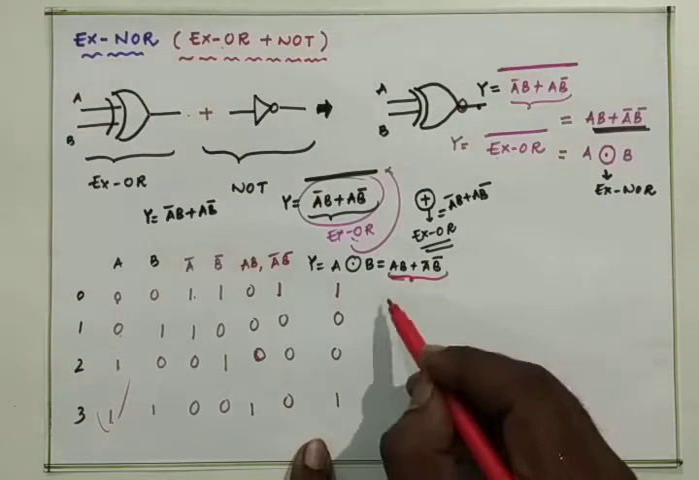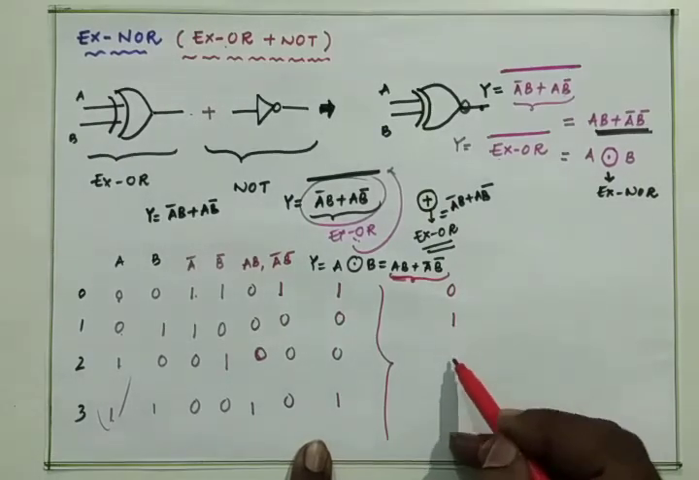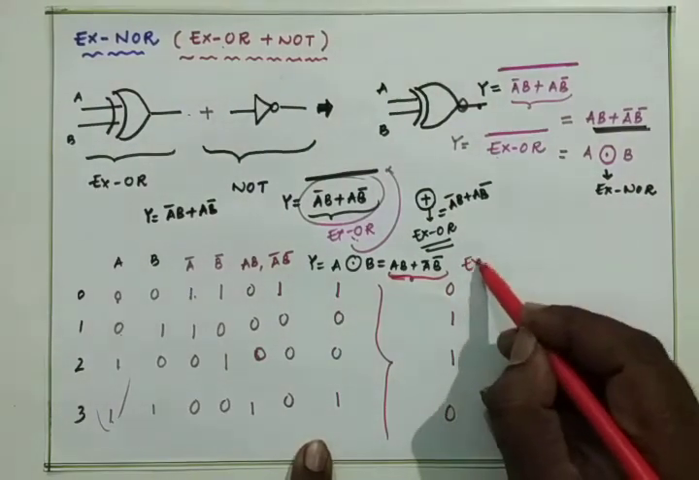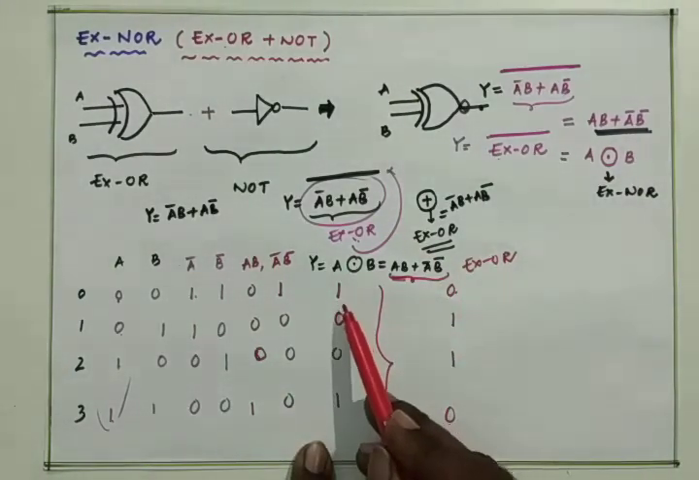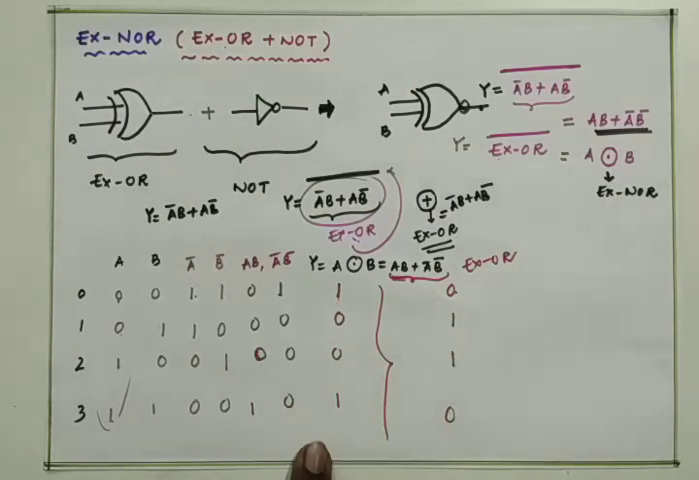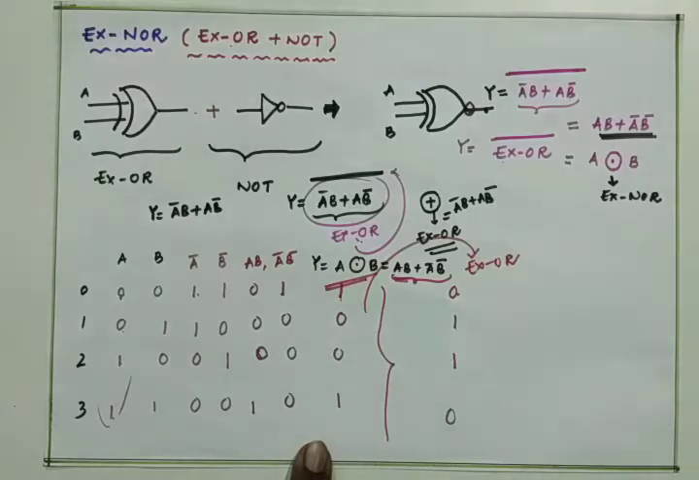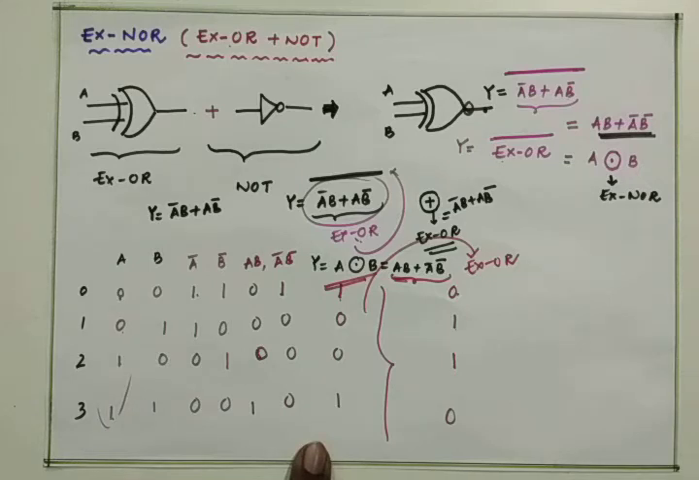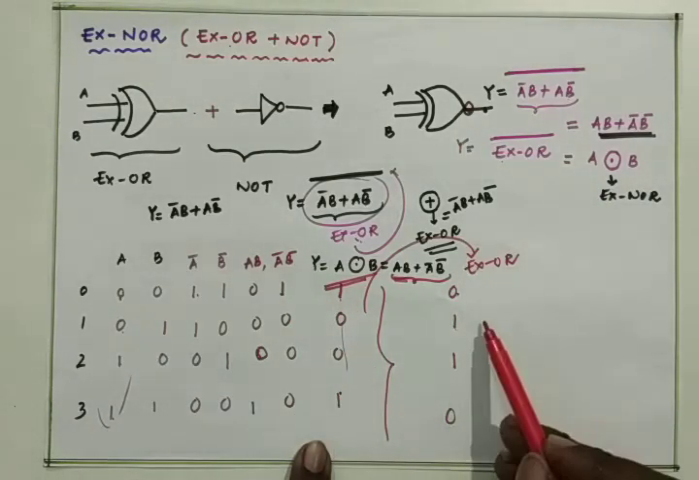Earlier we had the output of the XOR gate, which is 0, 1, 1, 0. For the XNOR output we got 1, 0, 0, 1. That means wherever 0 is there we have 1, and wherever 1 is there we have 0. XNOR is nothing but simply the complement of XOR. This is the output of XNOR and this is the XOR.